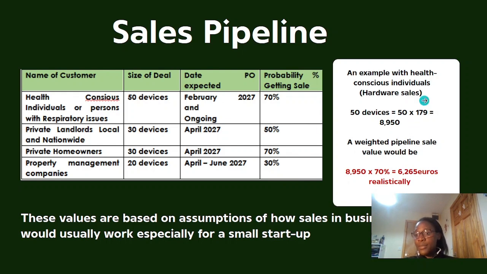I just brought an example here with, for example, a group of health conscious individuals. We sell 50 devices, and realistically, we get this value from the sale. So the weighted pipeline value of the sale will be what we get multiplied by the probability of getting a sale, and that will be 6,265 euros realistically, based on this probability of getting a sale.